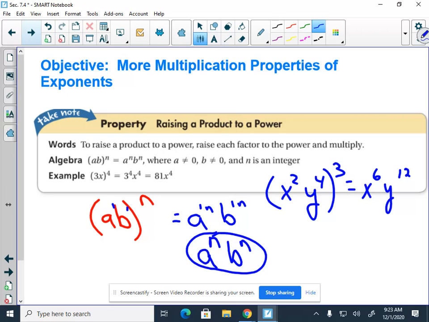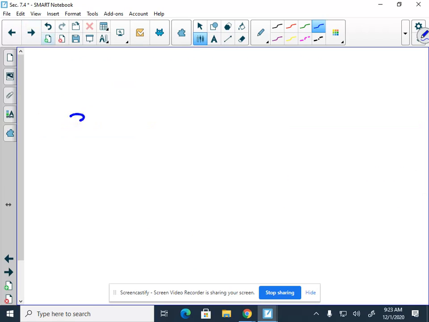Change the page. It's 3x to the 4th. So first of all, I have to take that 3. That 3 is to the first power. 1 times 4 is 4. The x is to the first power. 1 times 4 is also 4.